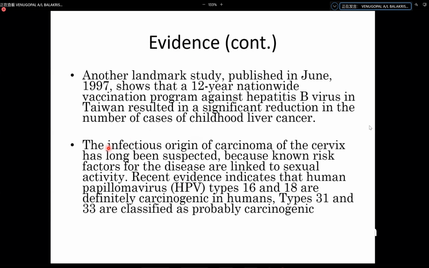Besides that, the second one, the infectious origin of carcinoma of the cervix, which is cervical cancer, has long been suspected, because known risk factors for the disease are linked to sexual activities. Recent evidence indicates that human papillomavirus types 16 and 18 are definitive, while 31 and 33 are classified as probably carcinogenic. But 16 and 18 are the definitive ones, and they now cause about 75 to 85% of cervical cancer. Previously, in the early 2000s, they were saying 90 to 95% by HPV 16 and 18, but now the percentage has reduced because of a lot of surveillance and epidemiological data. Now they are proposing 70 to 75%.